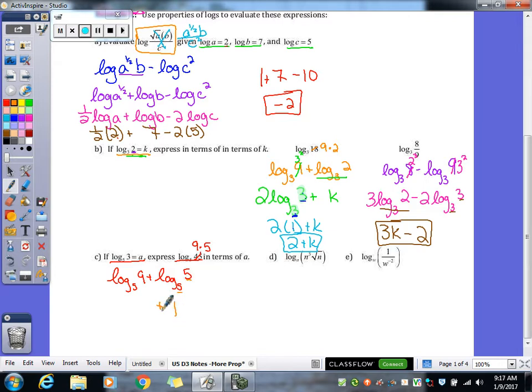Over here, hopefully you're thinking by this point, 9 I can change into a 3 squared. So then my exponent comes in front and I get 2 log base 5 of 3 plus 1. They told me log base 5 of 3 is an a, so this becomes 2a plus 1. And that's our final answer for that one.